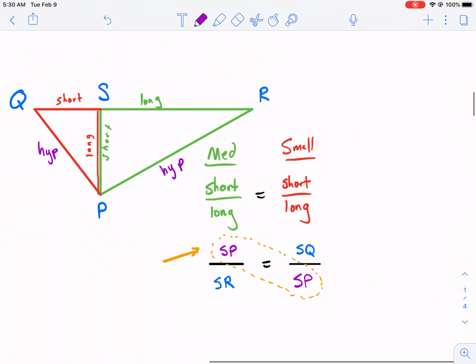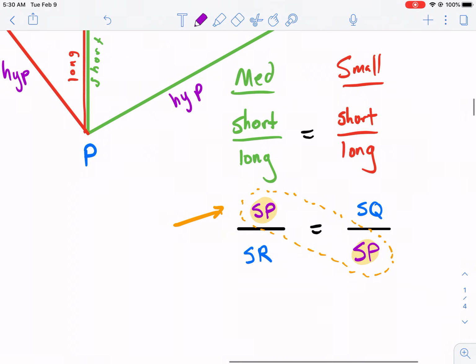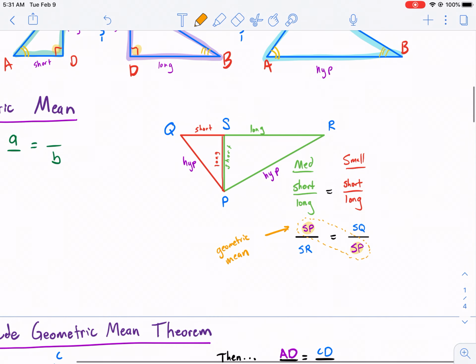So in this case, we're comparing the short and long side, not the hypotenuse, just the short and long side. And we notice something here. We notice that we have the same value for the short side of the medium and the long side of the small. This special case is called the geometric mean. Okay, the geometric mean. Now, why is it called the geometric mean?